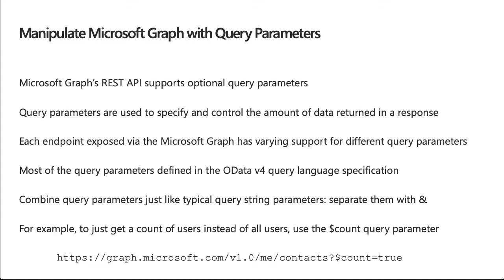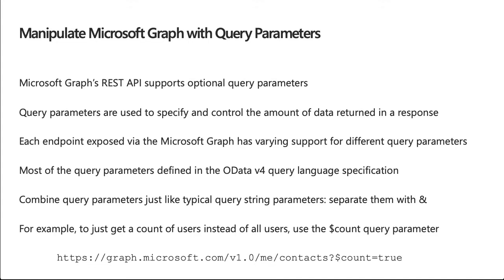For example, the count query parameter is supported by the contacts endpoint, but it isn't supported for directory objects like users and groups. Microsoft Graph's query parameters are added to the query string portion of a URL and have a $ prefix. Each parameter has a different syntax for its usage. For example, the count query parameter, when set to true, will tell Microsoft Graph to report the number of items in the collection instead of returning all the data in the users.